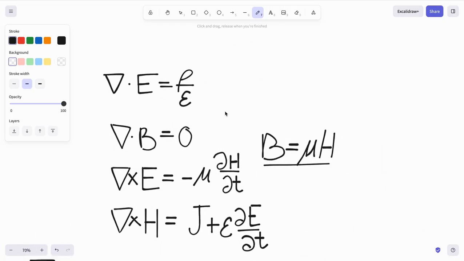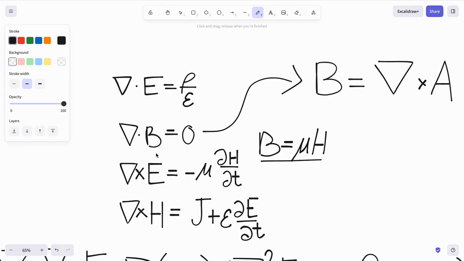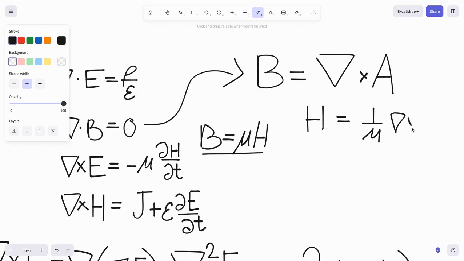What that means is, if you've taken multivariable calculus before, you'll know that something like this, the divergence of B equals 0, is an interesting property for B because it tells you that there has to be some vector field A whose curl is equal to B. If a vector field has this property, divergence of B equals 0, then there has to be some vector field A whose curl is equal to B. That's a property you learn about in multivariable calculus. And so that means that H, which is the field that we're looking at, would be equal to 1 over mu times the curl of A.